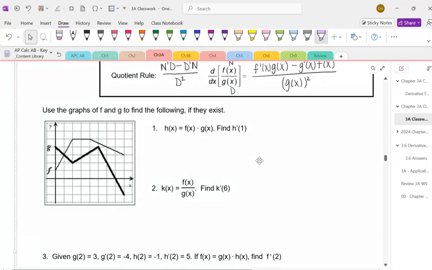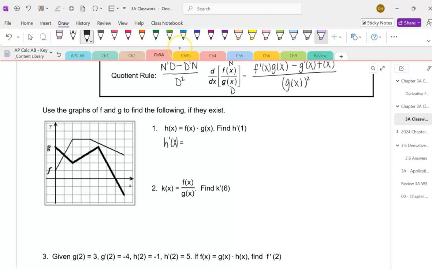So in the first two problems, we're going to use this graph of f and g. And in the first problem, we're going to find h prime of 1. Well, if you were to input the value 1 in here, you'd get two numbers multiplied together. You can't take the derivative of that. It'd be 0. So the first thing you have to do is find the derivative of h.